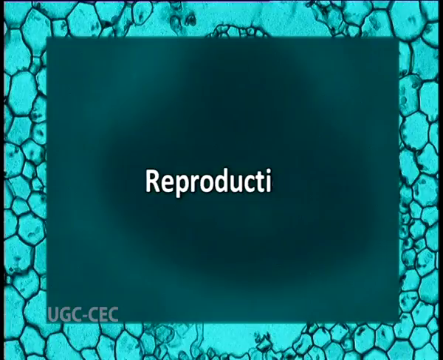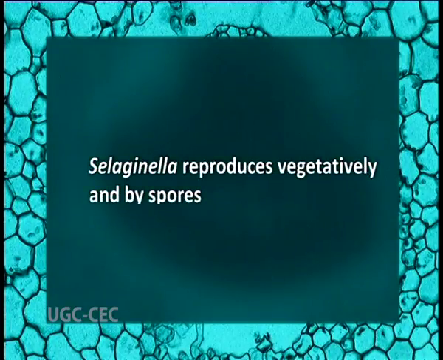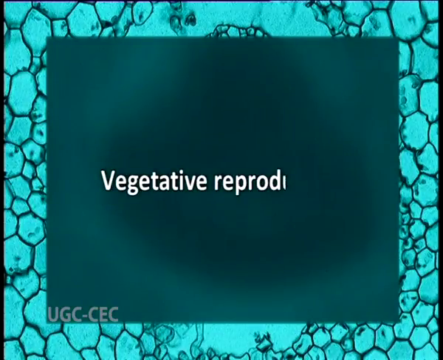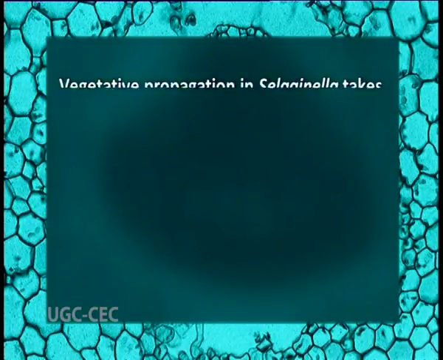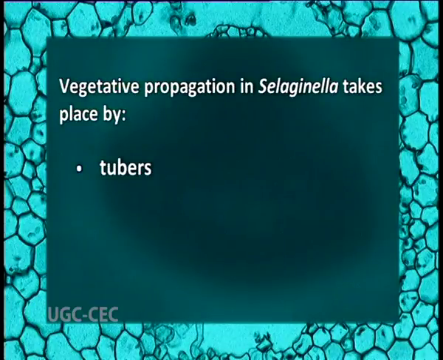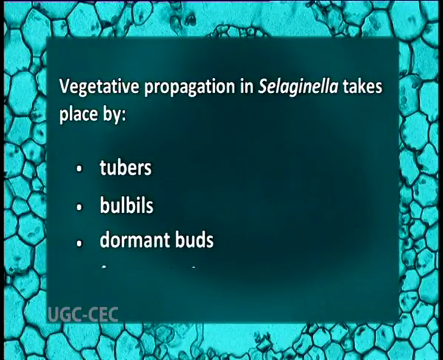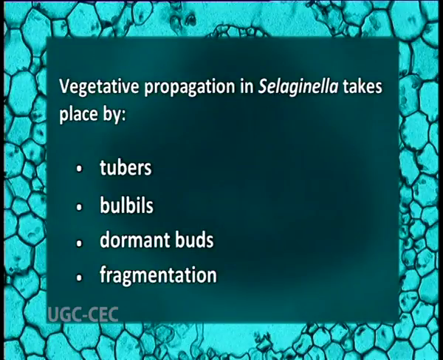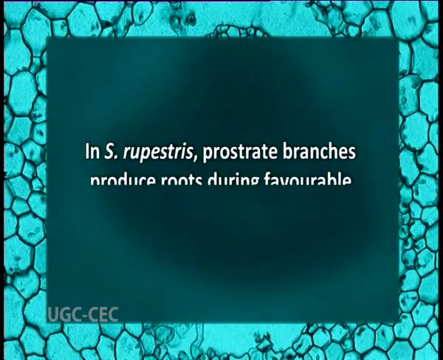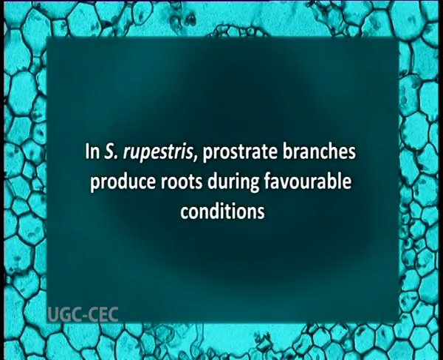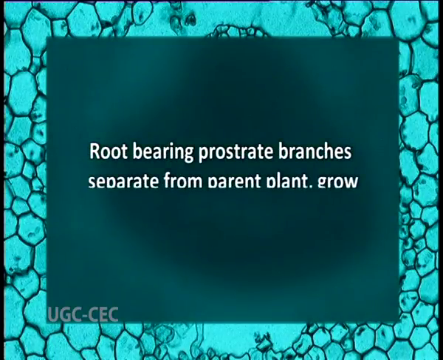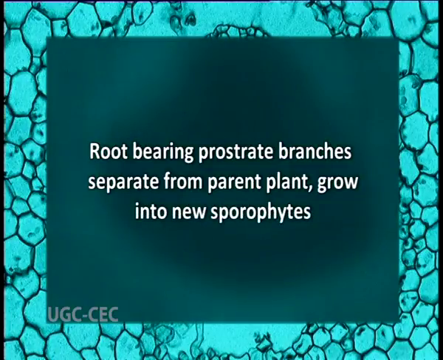Now, reproductive part of Selaginella. Selaginella reproduces vegetatively and by spores. Now, vegetative reproduction. Vegetative reproduction in Selaginella takes place by tubers, bulbils, dormant buds, and by fragmentation. In Selaginella rupestris, prostrate branches produce roots during favorable conditions. These root-bearing prostrate branches separate from the parent plant and grow into new sporophytes.